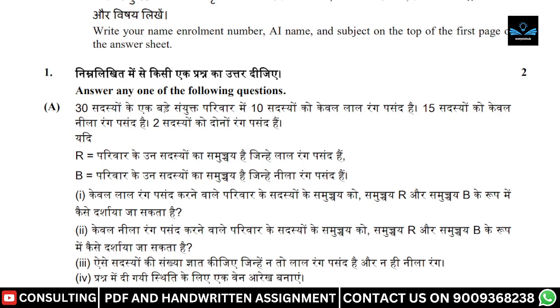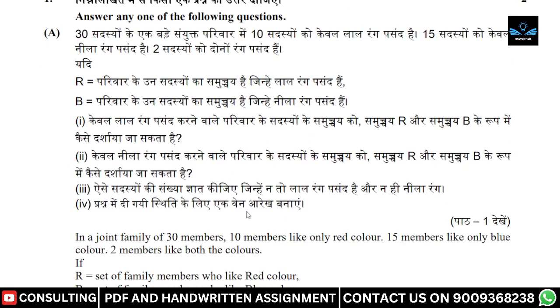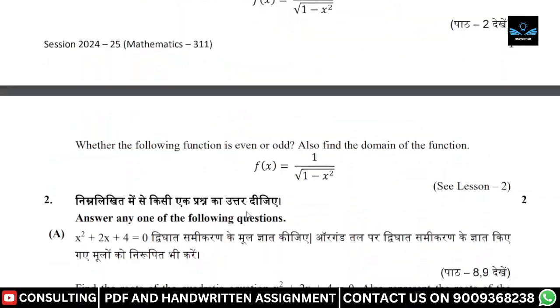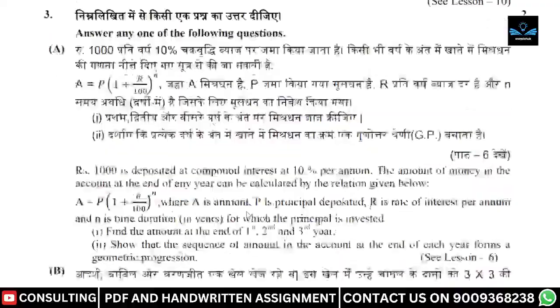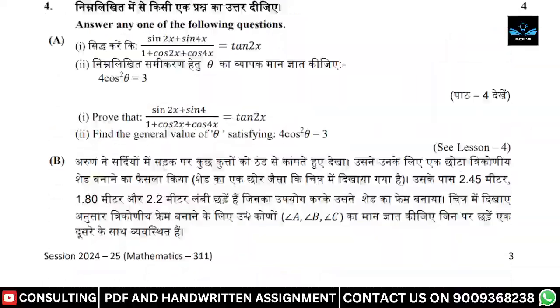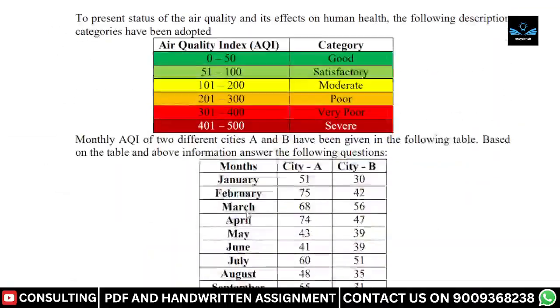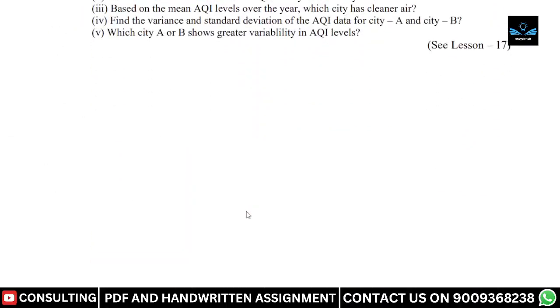So now let us talk about the paper so that you can see the question numbers. There are a total of six questions. Every question has two parts, A and B. The second question also has A and B, the third has A and B, the fourth, the fifth, and the sixth as well. So there are a total of six questions. In each and every question, there are options. You have to write only one.